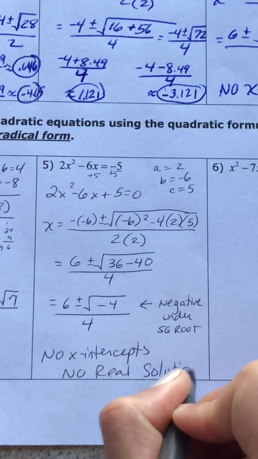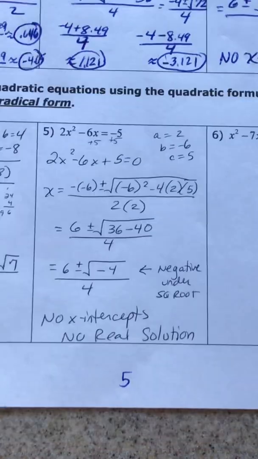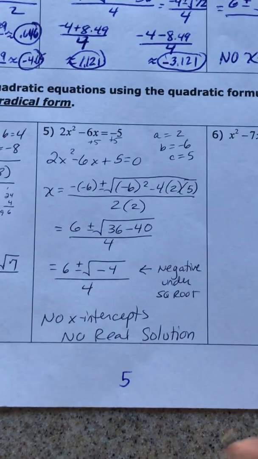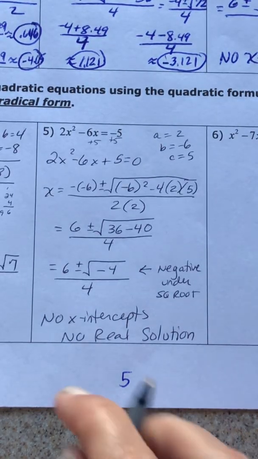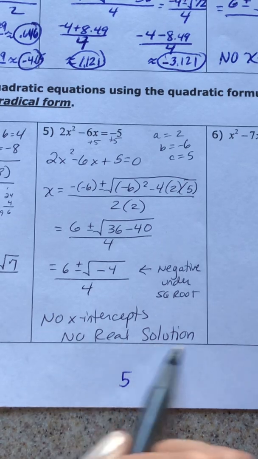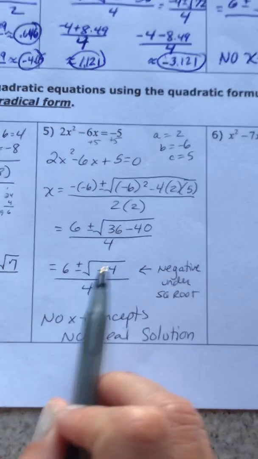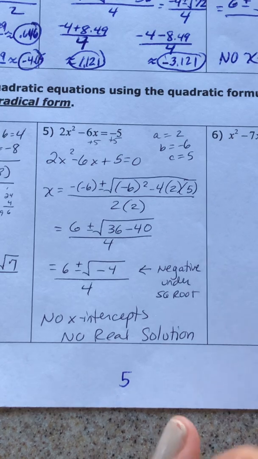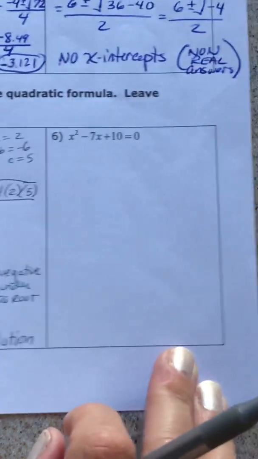Now what does the word real mean? Well, there is an imaginary solution, which is imaginary numbers, which you'll get to in a later class. But you can write no x-intercepts or no real solution because there's no value. If you try to type the square root of a negative number in your calculator, it would say no real answer.